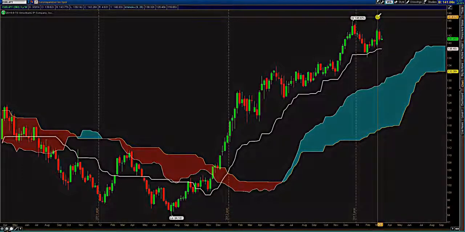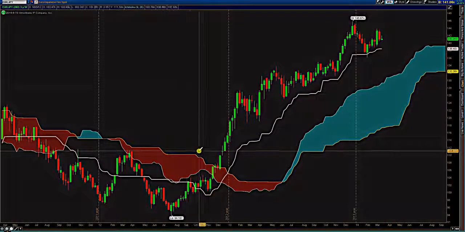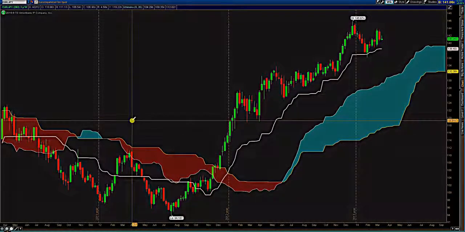So let's take a look at Euro Yen. And we have the Kijun. Now, what I notice right off the bat is how well price action respects the Kijun.